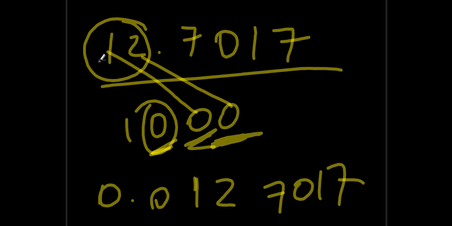And that's simply for dividing decimals by powers of 10. So we actually shift the digits depending on how many zeros we have in the divisor, and it's just that simple.